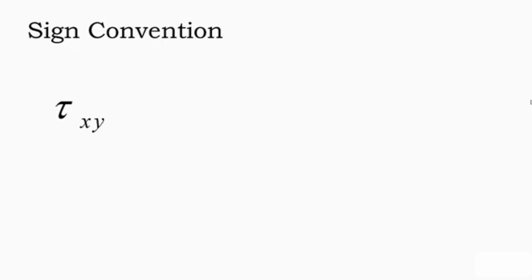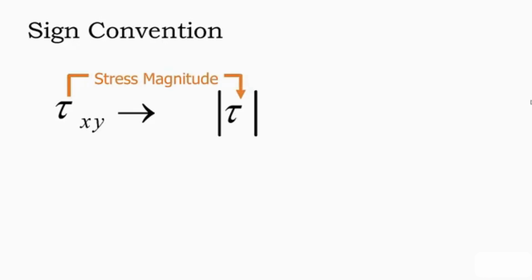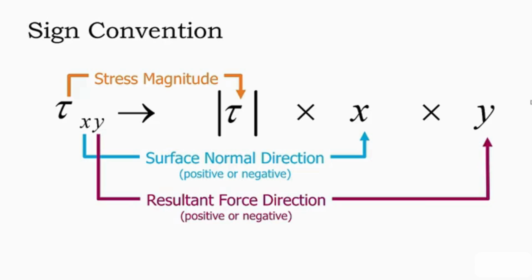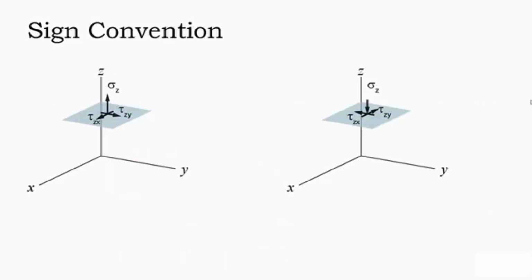To apply the sign to this stress, we will first take the magnitude of that stress. We will then multiply it by the direction of the surface normal relative to our coordinate system. So if the surface normal is in the positive x direction, we would multiply it by positive 1. We then multiply that by the sign for the resultant force direction. So if it's in the positive y direction, this would be a positive 1 value. And remember, if we're dealing with normal stresses, the single subscript can be expanded to a double subscript in order to determine the sign. Let's look at this for an example.